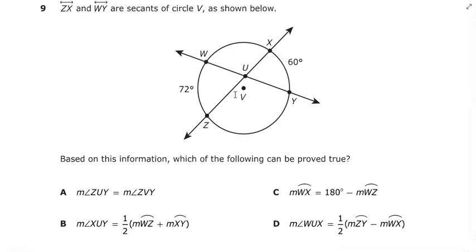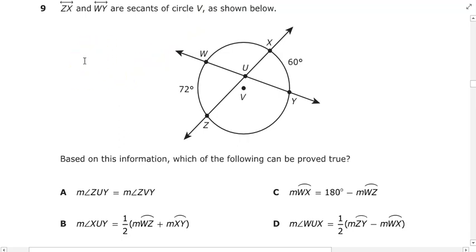So a secant, remember, is a line that intersects a circle at two points. Based on the information, which of the following can be proven true? So this one is just about angle relationships on circles. Hopefully you learned that you can identify the angle relationships on circles based on where the vertex of the angles are that you're looking for.